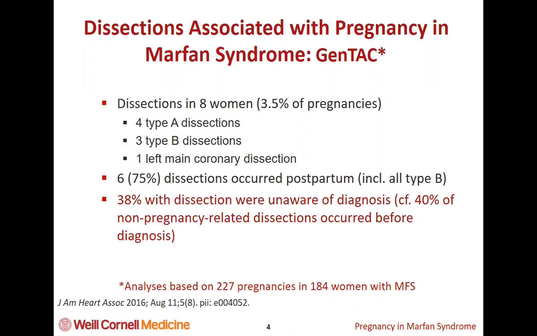Importantly, 3 of the 8 women, or 38%, were unaware of their Marfan diagnosis, and this is very similar to the occurrence of dissection in non-pregnant women, wherein 40% were unaware of their diagnosis at the time of dissection.